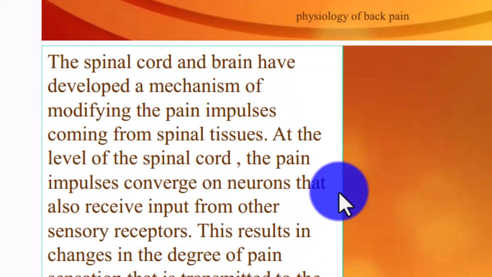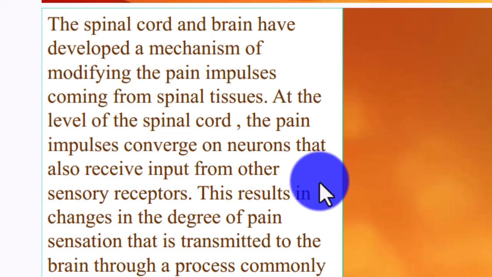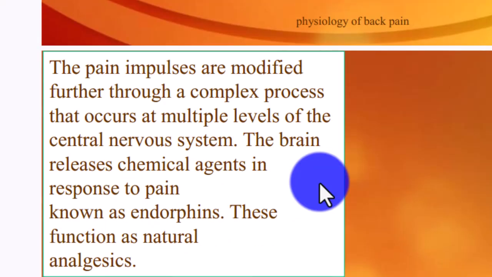The spinal cord and the brain have developed a mechanism of modifying the pain impulses coming from the spinal tissue. At the level of the spinal cord, the pain impulses converge on neurons that also receive input from other sensory receptors. This results in changes in the degree of pain sensation that is transmitted to the brain through a process commonly referred to as the gate control system. The pain impulses are modified further through a complex process that occurs at multiple levels of the central nervous system.